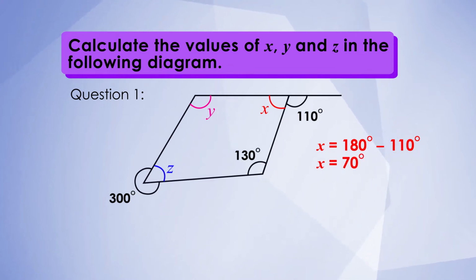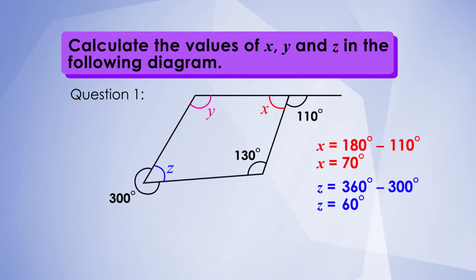Next, let's look at angle z. Angle z is an interior angle. We know that the sum of one whole rotation is 360 degrees. So, in order to find the value of z, we can subtract 300 degrees from 360 degrees, which gives us the value of z as 60 degrees. Marvelous! We have only one more angle to find.